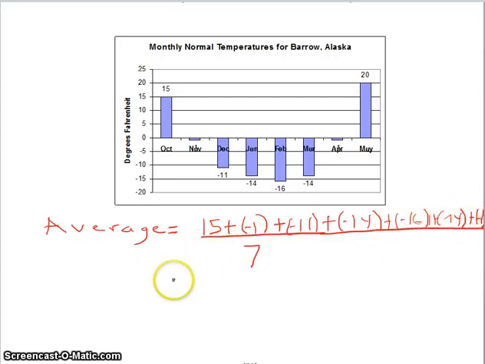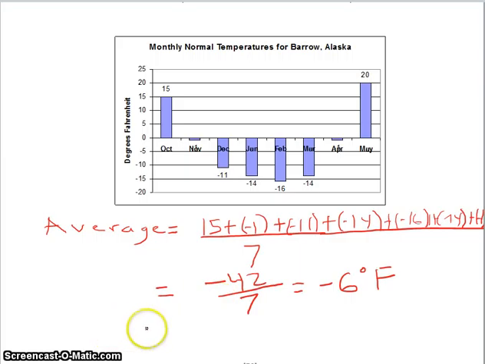That's plus a -1. Okay, now when we add all of these numbers up, even up to the plus -1, that will give us a -42 over 7. -42 divided by 7 will give us -6. And that will be -6 degrees Fahrenheit. Now, so this is the average temperature of Barrow, Alaska from October to April.